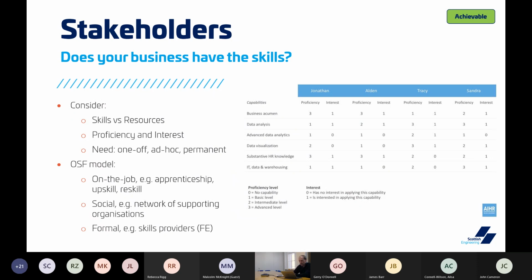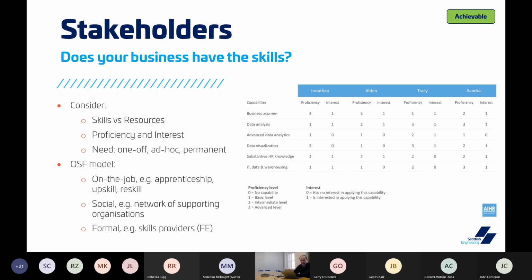And we've got a very quick skills matrix here on the right-hand side. But what you want to think about is the skills versus the resources. So what have you got? What skill do you have? What resources do you need? And you need to think about proficiency, or seeing the skills and see if you need to upskill or reskill. But you also need to think about interest. Someone may have the skill but not be interested, or someone may not have the skill but have a very keen interest. And then you need to decide those skills.